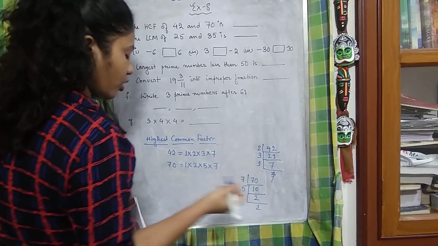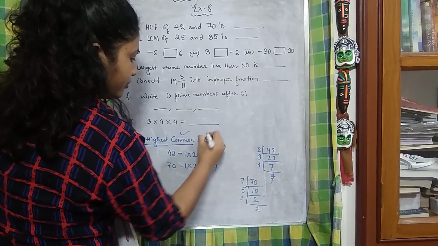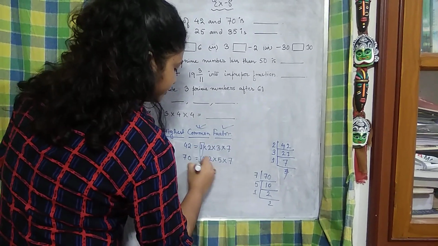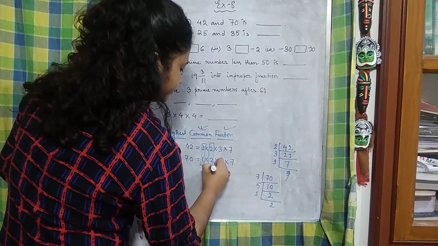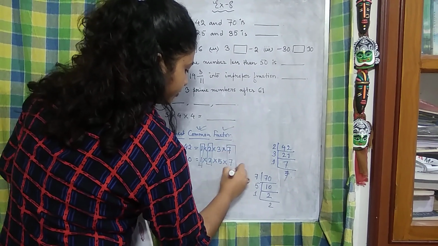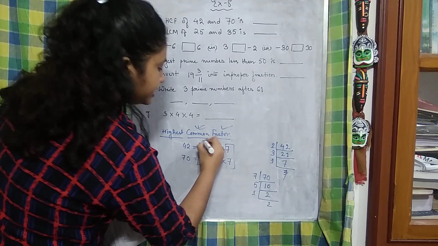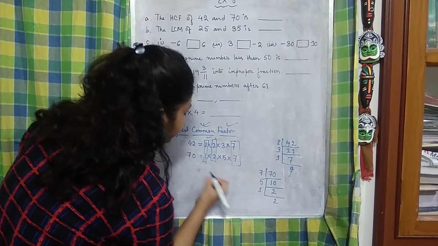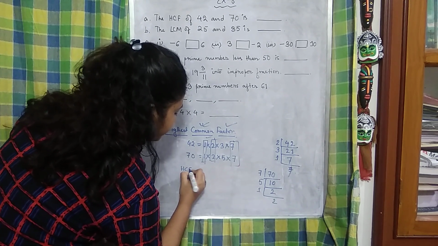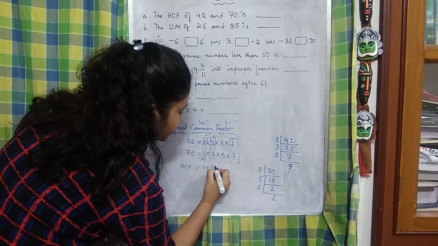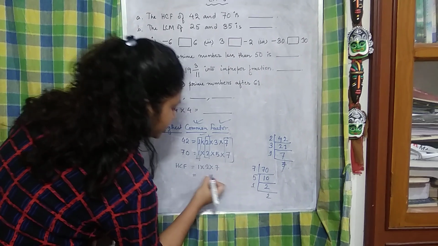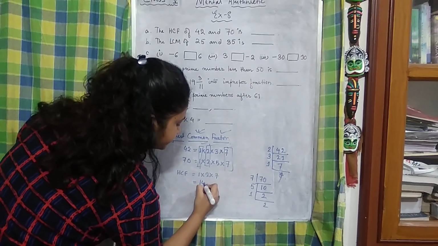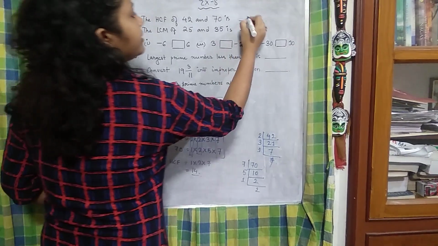Now here, what are the common factors? Because we have found the factors, now find the common ones. 1 is common, 2 is common, then 7 is common, right? So all these are the highest common numbers. So HCF will be 1 into 2 into 7, right? So 7 into 2 is 14, 14 into 1 is 14. So the answer will be 14.